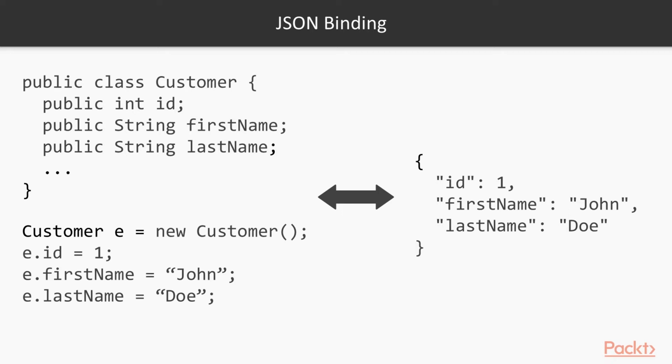Later, we may want to create a new Customer object and initialize it with data from this JSON document. In other words, deserialize it. So, where is JSON-B here? JSON-B is here. It defines the rules for how a Java class is converted to a JSON document and vice versa.